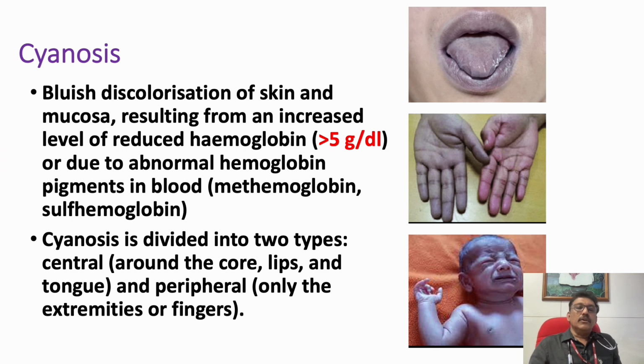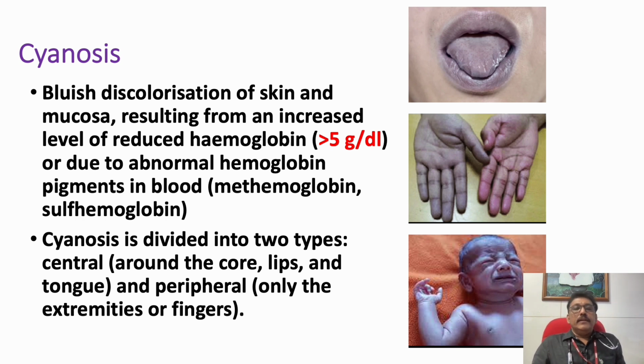That means oxygen content is low and carbon dioxide content is high, or it is due to abnormal hemoglobin pigments like methemoglobin and sulfhemoglobin. They are abnormal hemoglobins. They give a blue color to blood and skin mucosa. Here oxygenation is not defective, the hemoglobin itself is defective.